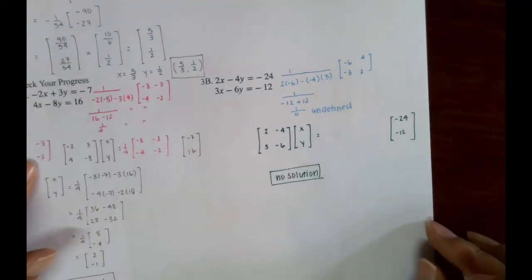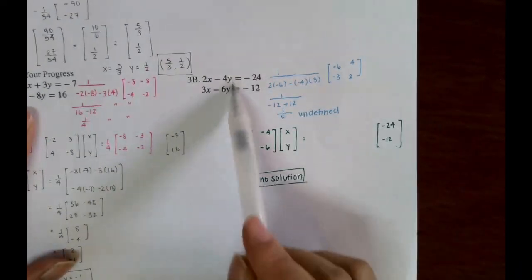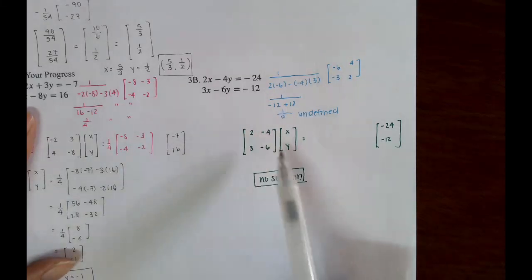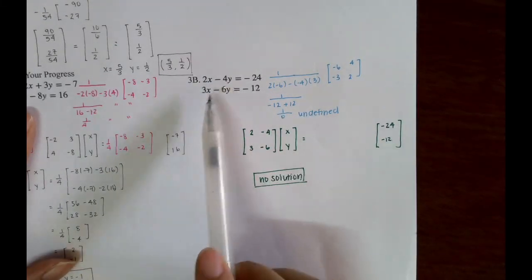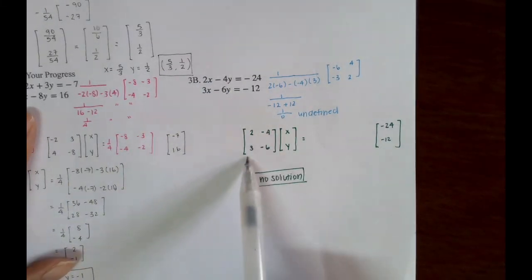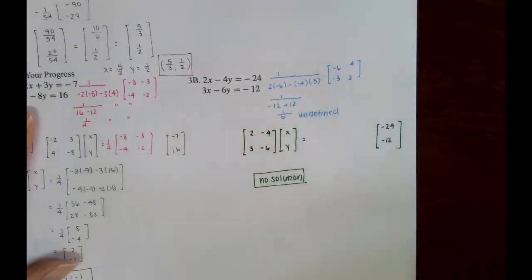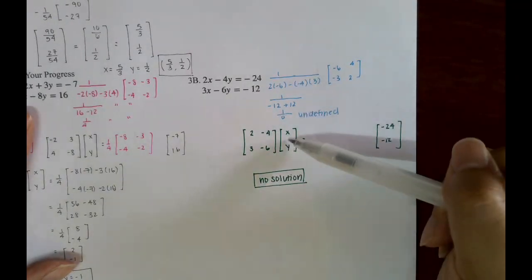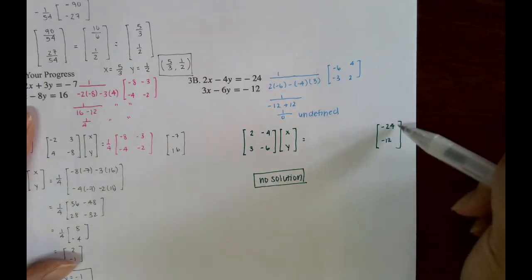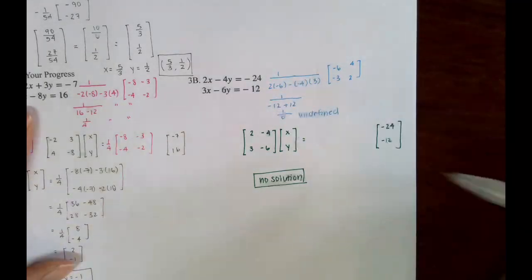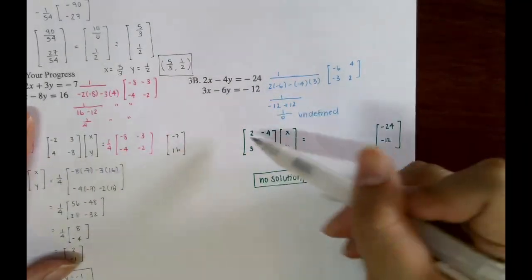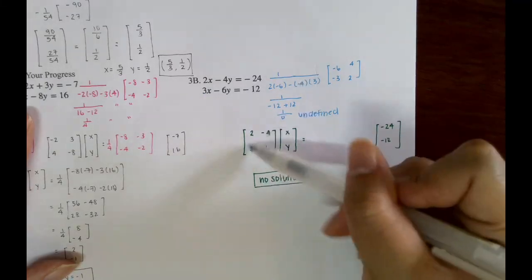So 3b, I started the same way. I rewrote this into my matrix equation. So this is my coefficients, 2, -4, 3, -6. Here are my variables. And then this is my constants. Okay. Then to cancel with this, I'm going to do the inverse.